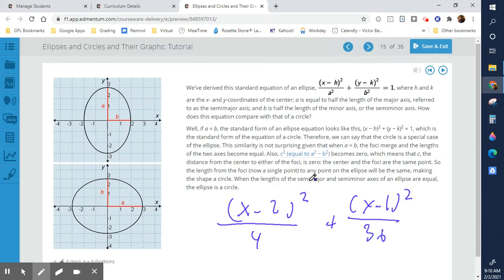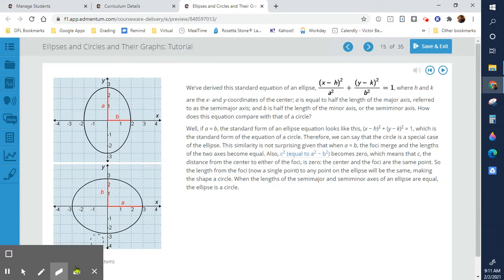I see here that my y has a bigger value underneath it. So this tells me that this is a vertical ellipse because the y term has a bigger axis at the bottom. All right. So that's how you can tell: if the number underneath the x is bigger, you're talking about a horizontal ellipse. If the number underneath the y is bigger, you're dealing with a vertical ellipse.